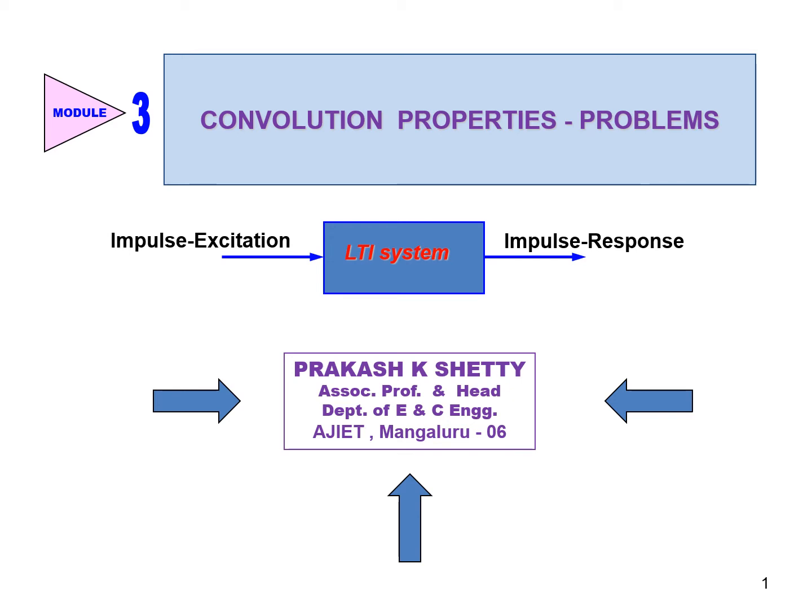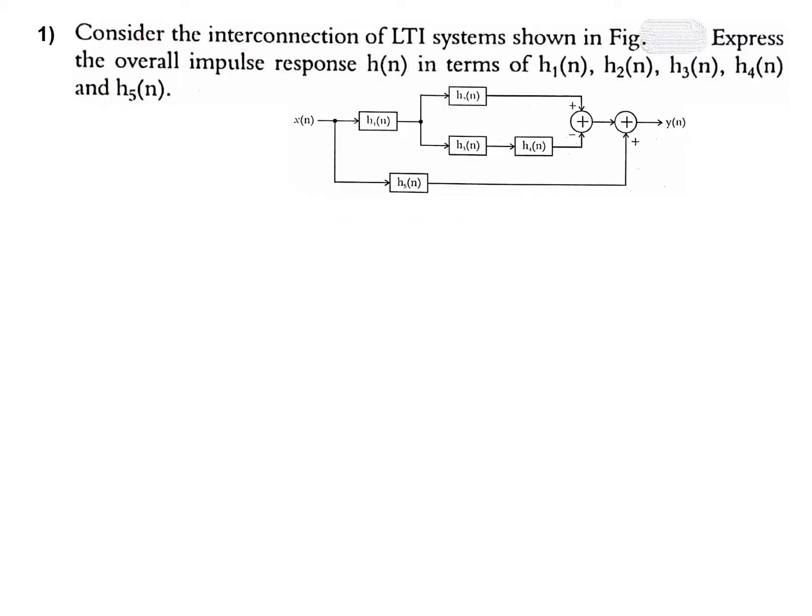The first problem I'm going to take up is this. Just read the sentence. Consider the interconnection of a LTI system shown in figure below. Express the overall impulse response. You have to find overall impulse response h of n in terms of h1 of n, h2 of n, h3 of n, h4 of n, and h5 of n.